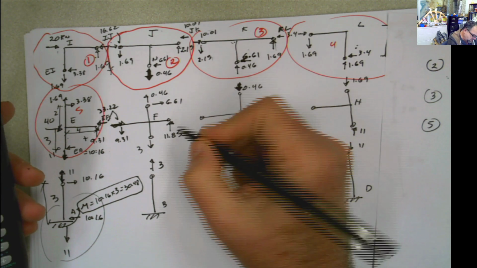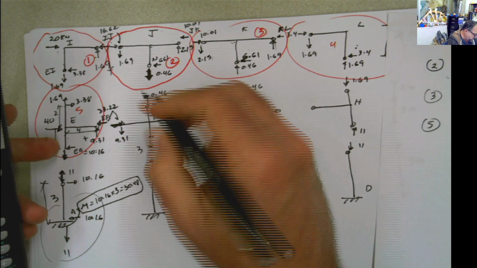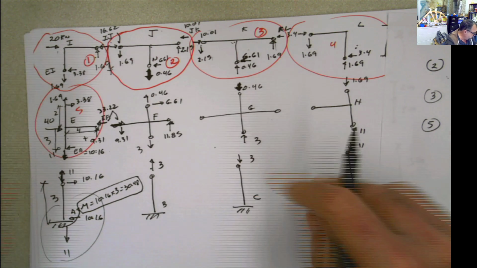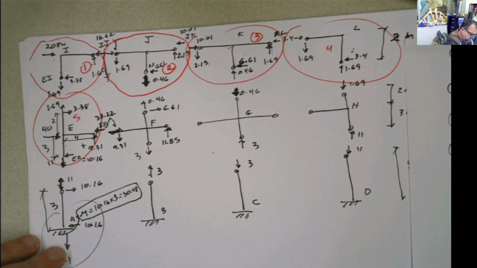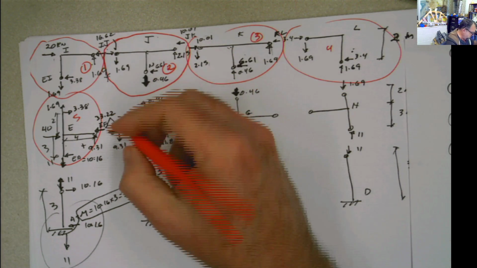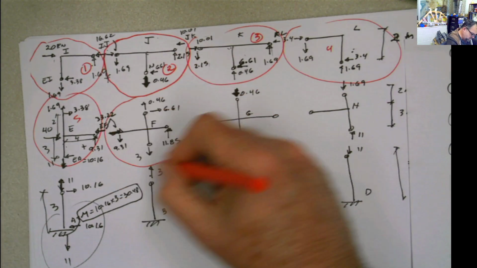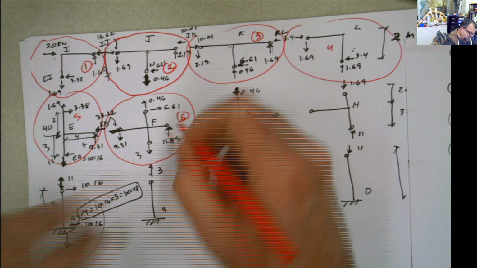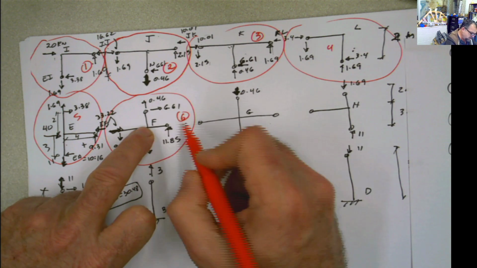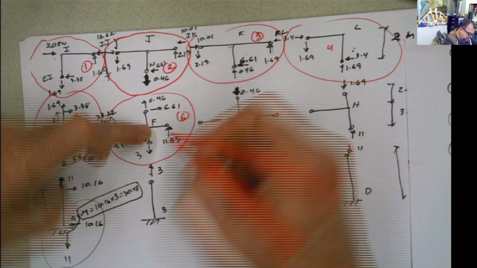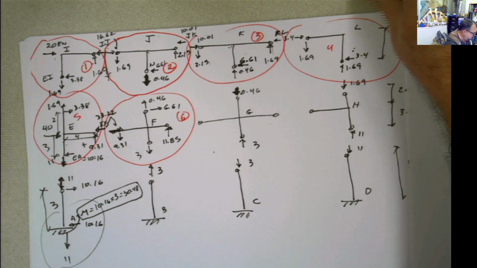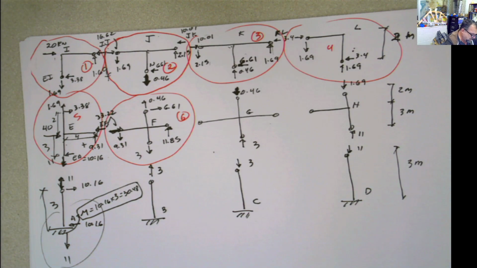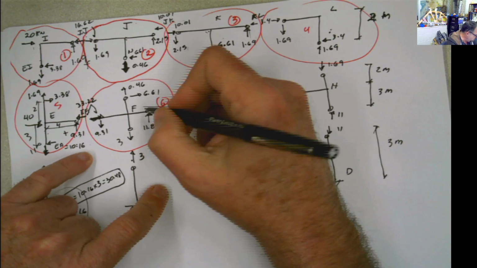And now we can do the same thing, summation of moments. If you call this here, I don't know, 6. You can call this here 6 if you want to. And then you can come here to 6 and do summation of moments here. Then you can calculate this force here, and then doing summation of forces you can calculate the other one. I'm just gonna copy the values for you to have.